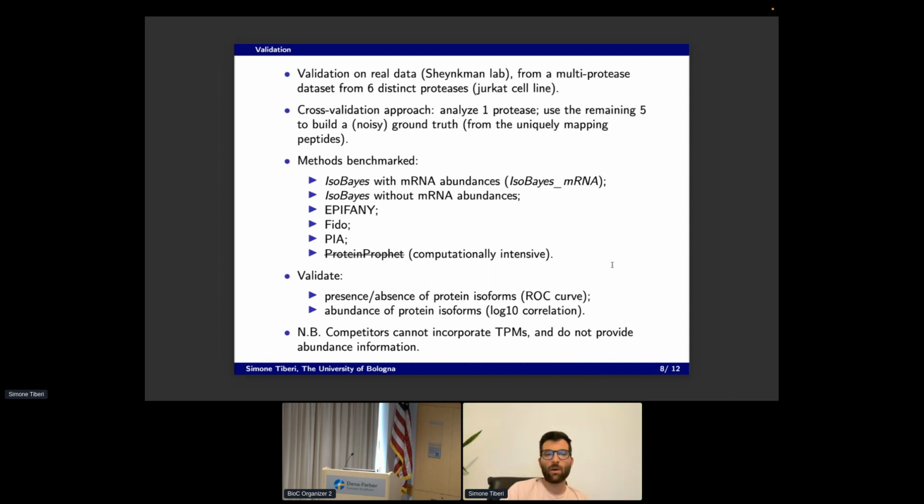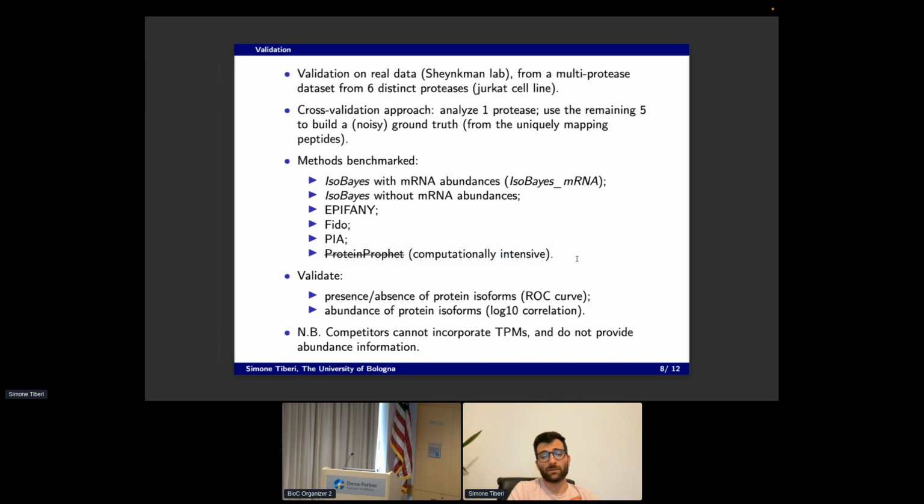And then we benchmark our method with and without the mRNA abundance, so in the two forms I described before, and a few competitors. So these four are actually the only ones I found that do this kind of inference. I mean, if there are more that you know of, happy to hear them. And one of them was actually excluded because of the runtime.